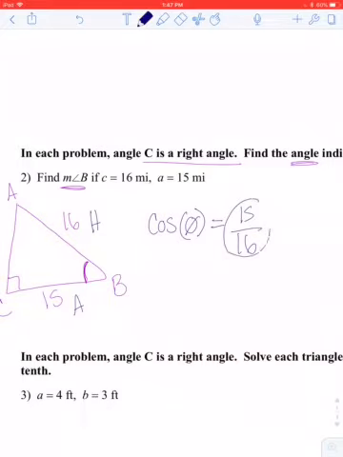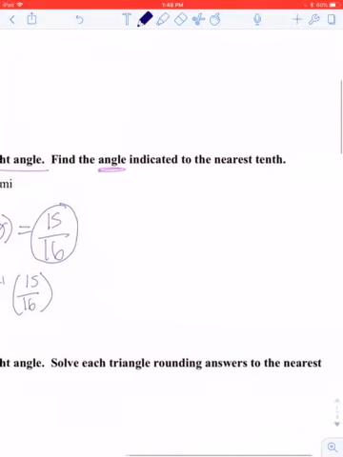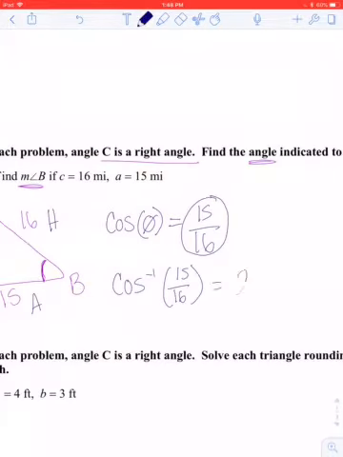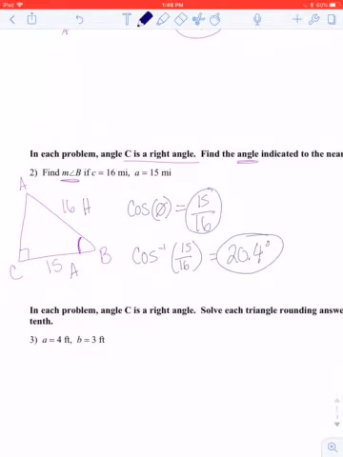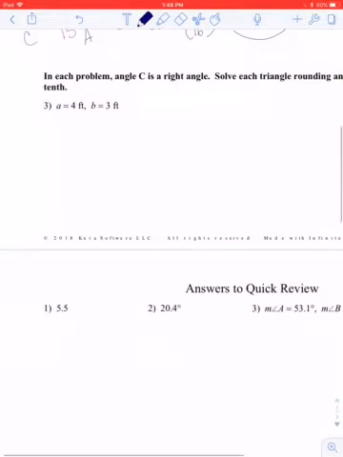And remember, this one for cosine and sine has to be less than 1 or you're going to get an error. So if you accidentally flip them, that's a good check for yourself. So on your calculator, you're going to do cosine inverse of 15 over 16, which is when you press second cosine. So I'm going to do that. And rounding to the nearest tenth again, I get 20.4 degrees. So I'm going to make sure that I put degrees on that one. Okay, nothing too crazy, and we got it right.